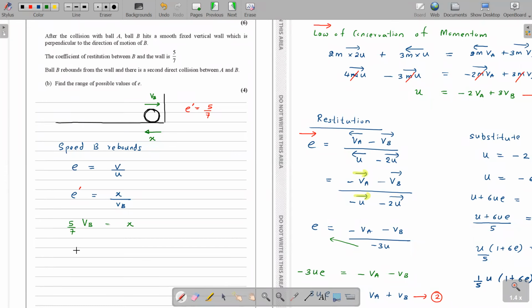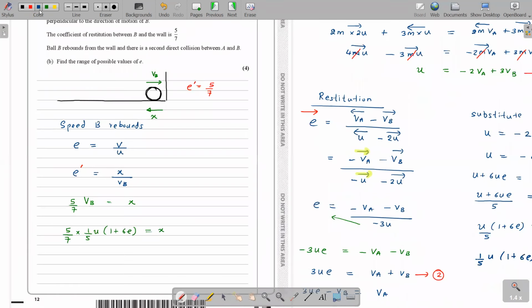Input the velocity B. Velocity B answer we found, right? It was 1/5 U times 1 plus 6E. Do you agree with me? The 5 cancels out and we get 1/7 U times 1 plus 6E. This is the X, the speed with which B rebounds from the wall.